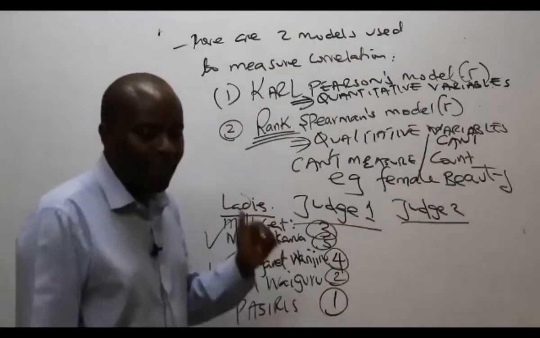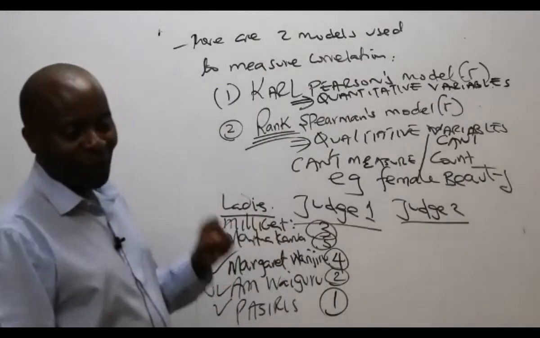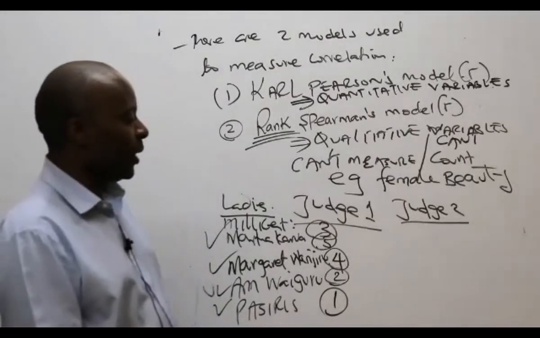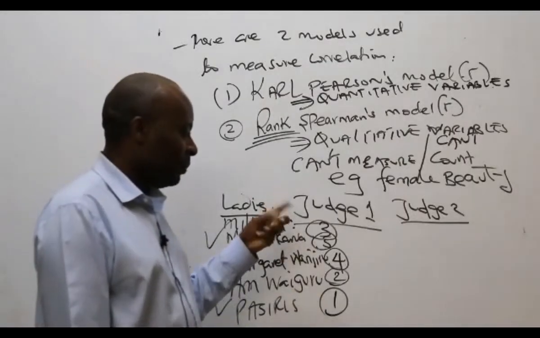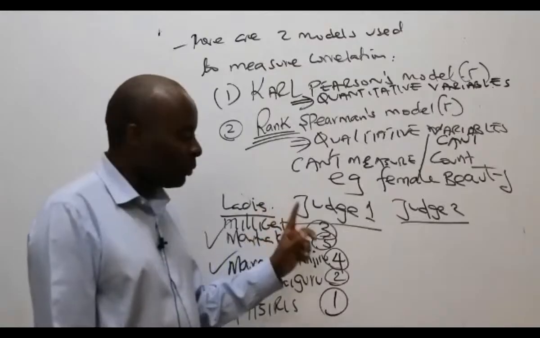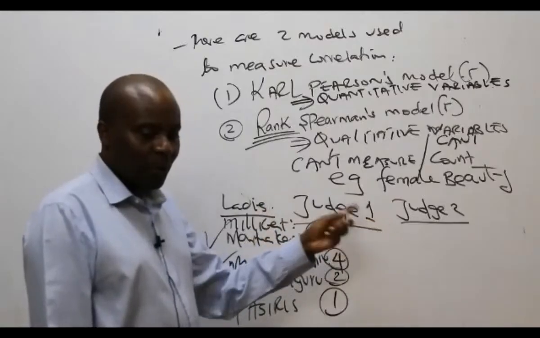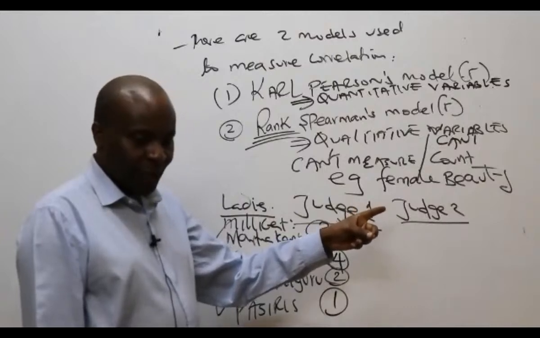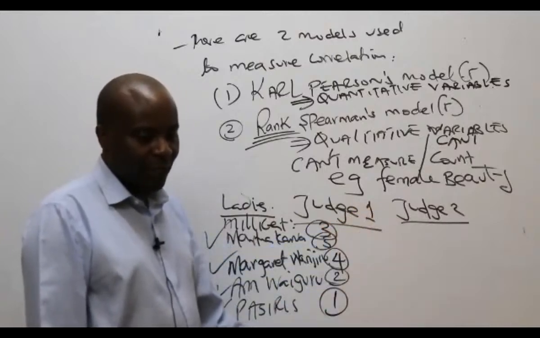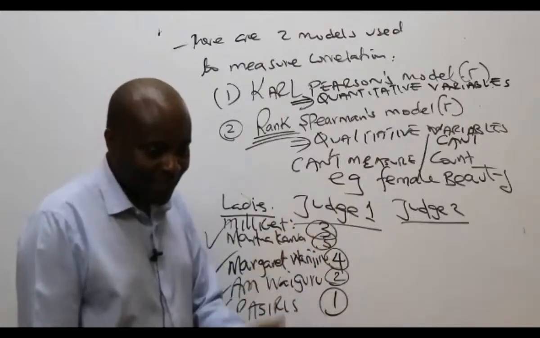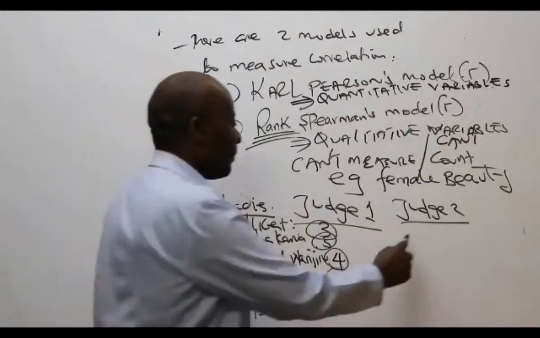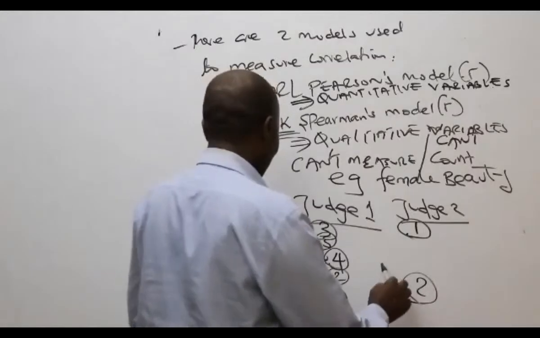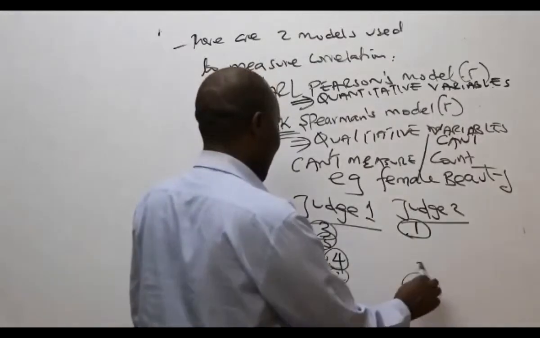How about judge number 2? Judge number 2, he said, is Brian. Brian, very fast, please give me your rankings. Remember, what may be beautiful to Gibson may not be beautiful to Judge 2. So Millicent number 1, Pasaris number 2, Waiguru number 3.